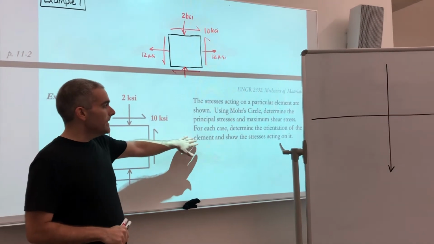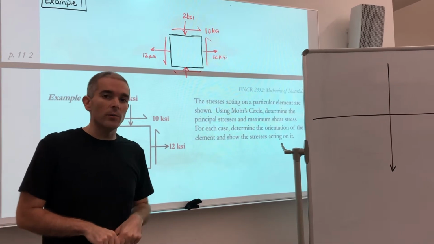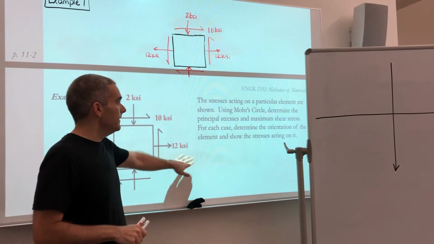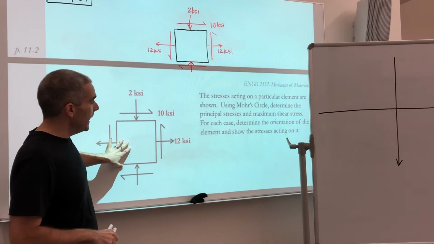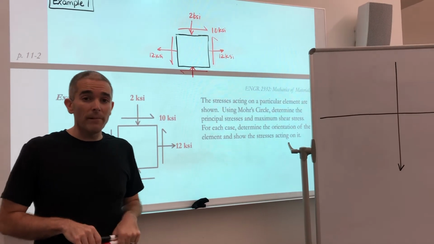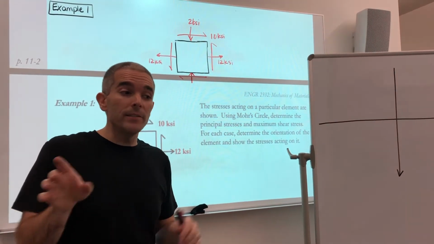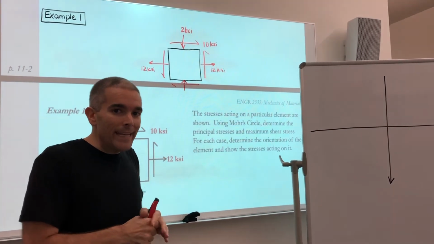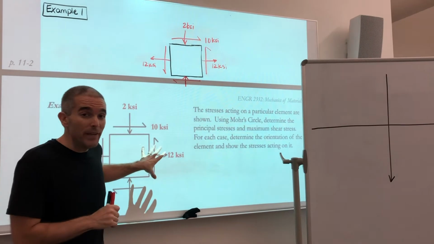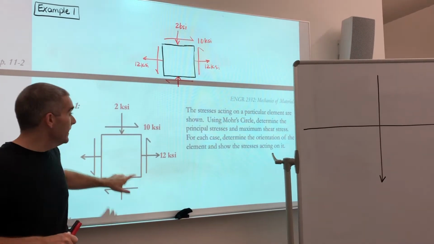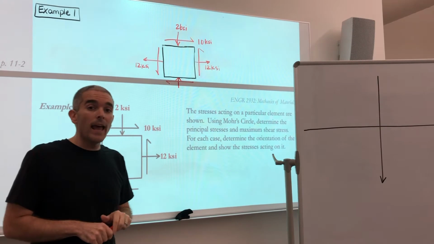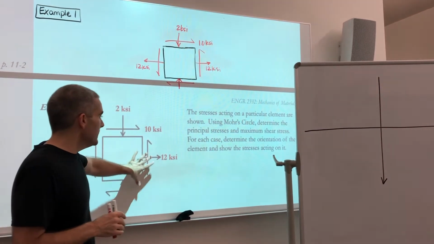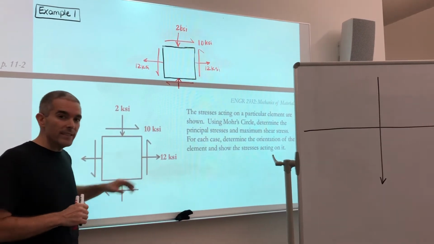And then for each case, determine the orientation of the element and show the principal stresses and the max shear stress acting on that orientation. The stresses are on this element as shown. Remember, step 1 of our problem is to do any analysis that we need to figure out what is acting on our little block. Once we've done the analysis, we now have the normal stresses and the shear stress. And again, we're dealing with 2D plane stress, so this is a plane stress problem with these stresses acting on it.